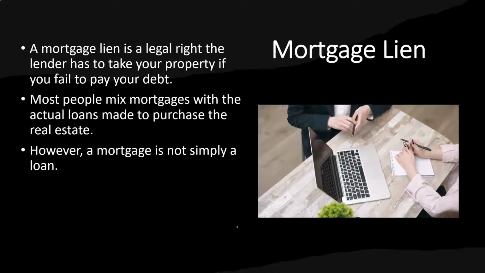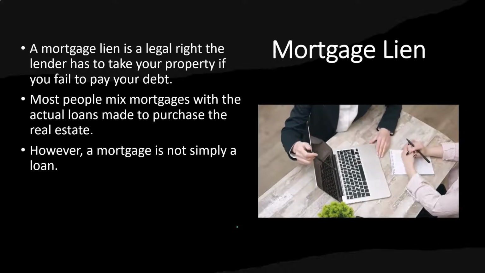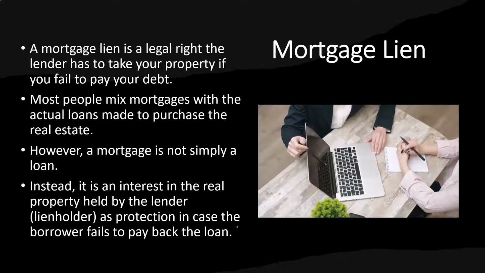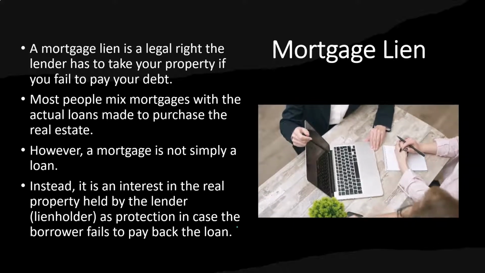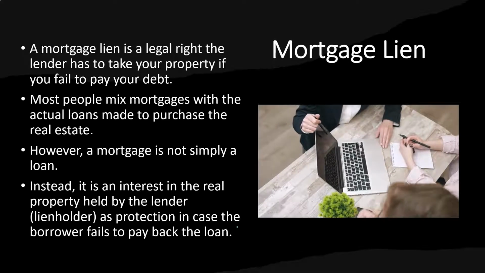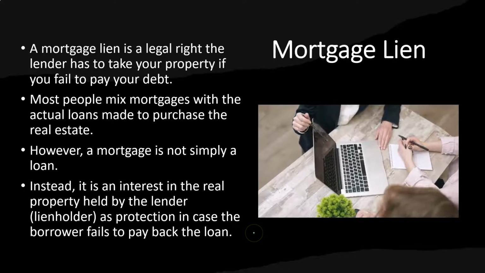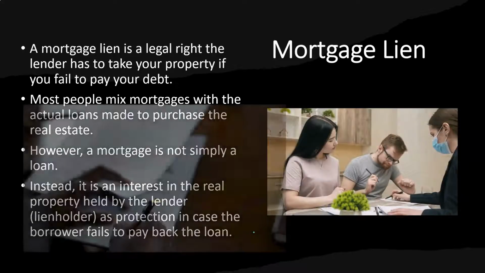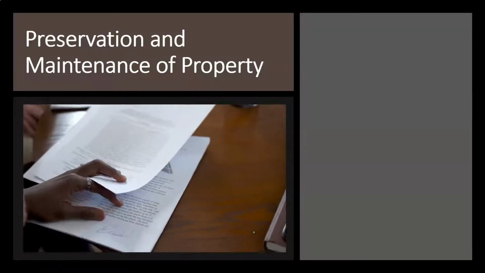They're tied together. They're linked in some ways, but they serve two different functions within this process. So instead, it is an interest in the real property held by the lender, the lien holder, as protection in case the borrower fails to pay back the loan. So that's what the mortgage component does.